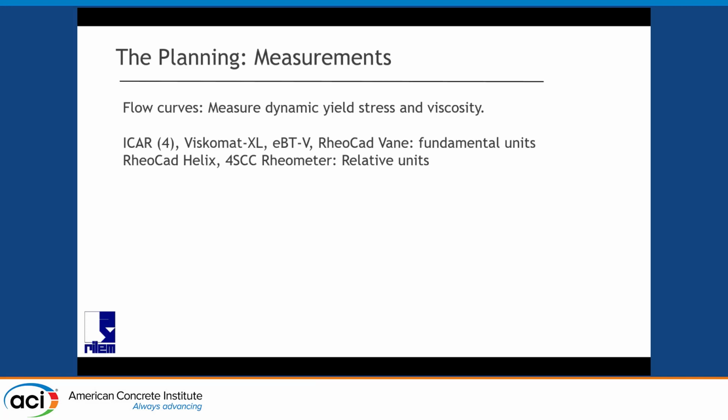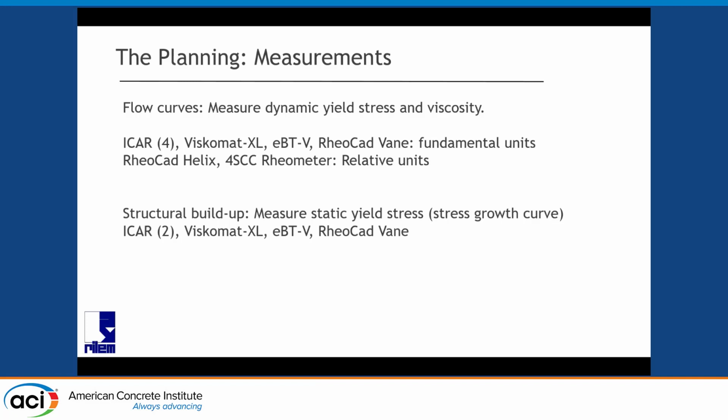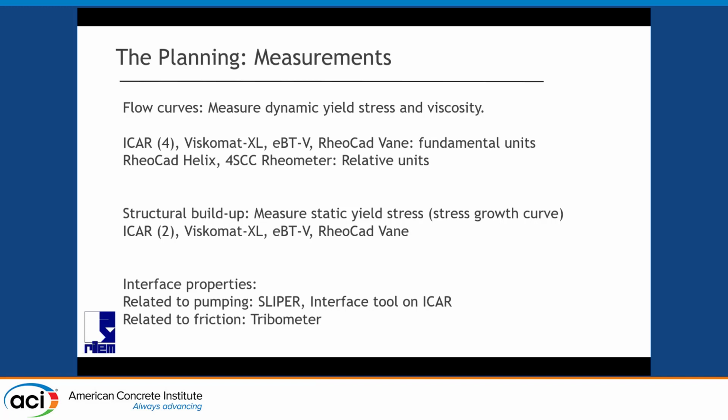So we measured, as Mohammed said, 3 different kinds of measurements. We measured flow curves with all these devices, but we had 6 devices that could get everything into fundamental units, and we had 3 devices or 3 configurations that led us to relative units, which we cannot transform into yield stress and viscosity because the flow pattern is too complicated. Structural buildup, we had a couple of measurements, and Sufyan will tell us more about structural buildup. And then the interface properties, we're not really going to discuss this because the investigation is still in progress, running into some issues.